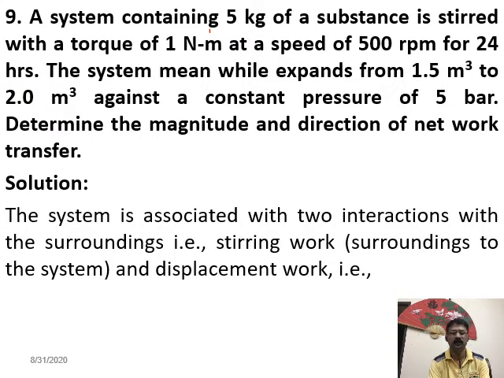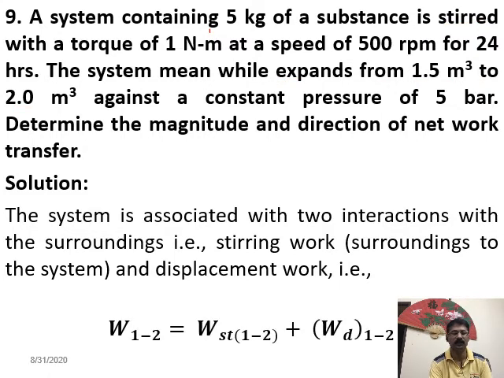The system is associated with two interactions here with the surroundings. One is the stirring work, which is work done on the system, and the other one is the displacement work. The expansion, or change in volume, which is increasing, is the displacement work, that is work done by the system. So work is done on the system as well as by the system. So you can write W1-2 is W stirring 1-2 plus W displacement 1-2. Okay, let us calculate the stirring work first.